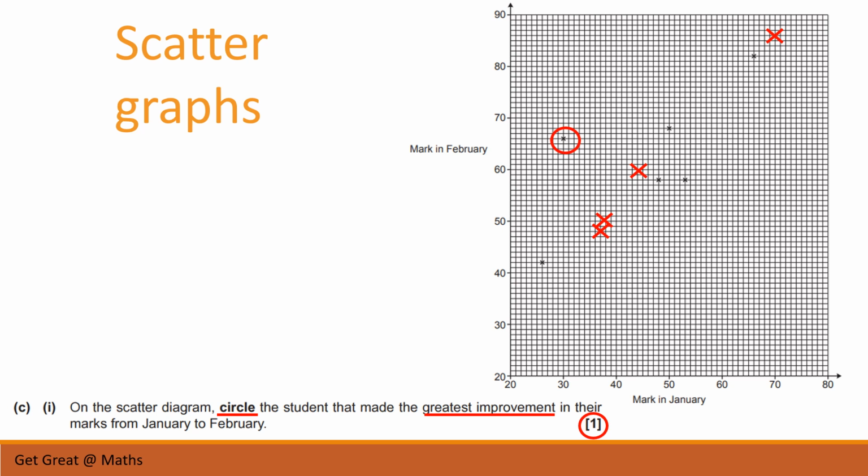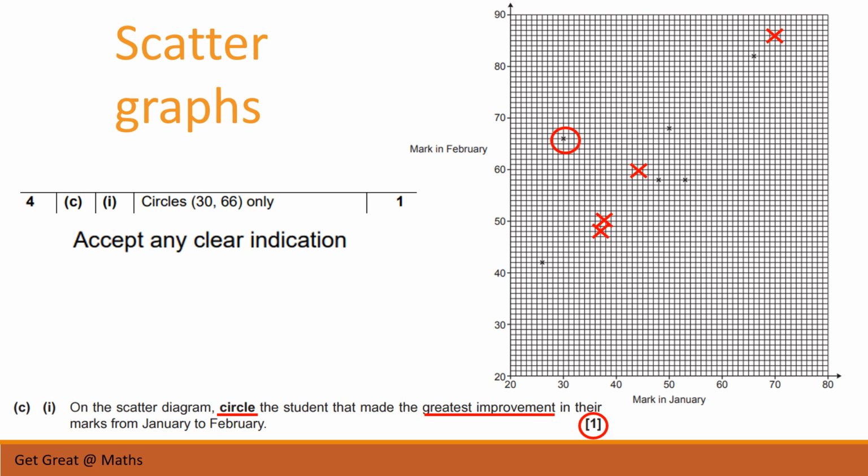So the point we should have selected was the coordinate 30, 66 only for 1 mark. The reason we've chosen this is because in January they have got a low score, so they got 30 marks in January. Yet in February, they've made a huge improvement and they've over doubled their score, so they've got 66. So as long as you've circled on your grid the correct answer, you would get the method mark for that.